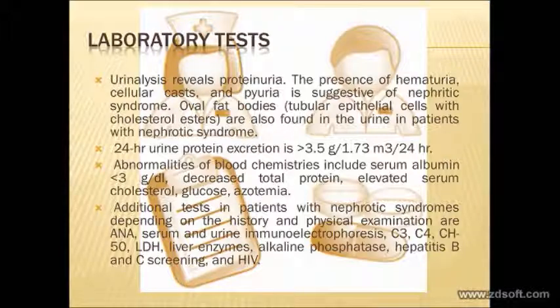Abnormalities of blood chemistry include serum albumin lower than 3 grams per deciliter, decreased total protein, elevated serum cholesterol, glucose, azotemia. Additional tests in patients with nephrotic syndromes, depending on the history and physical examination, include serum and urine immunoelectrophoresis.